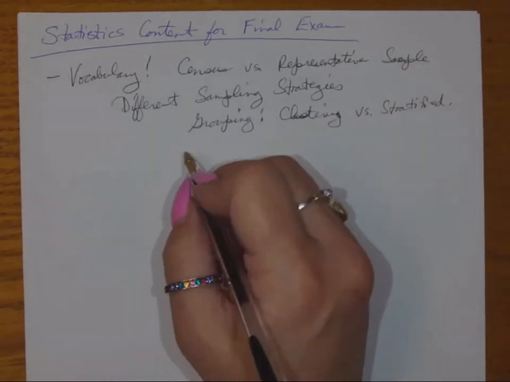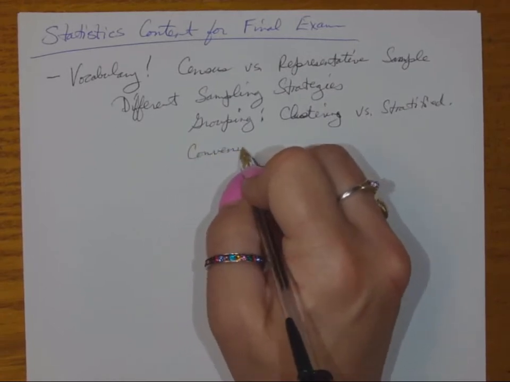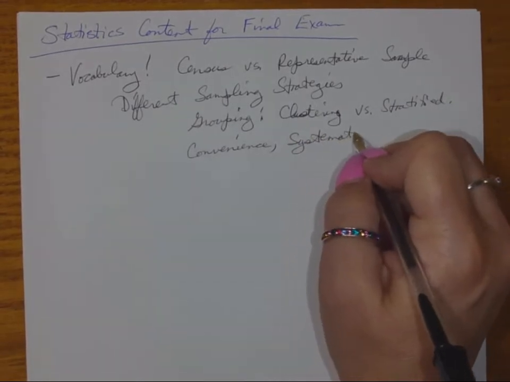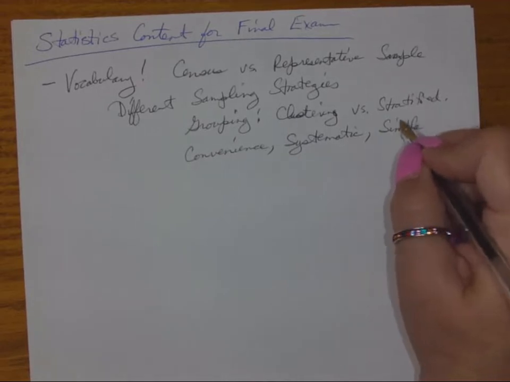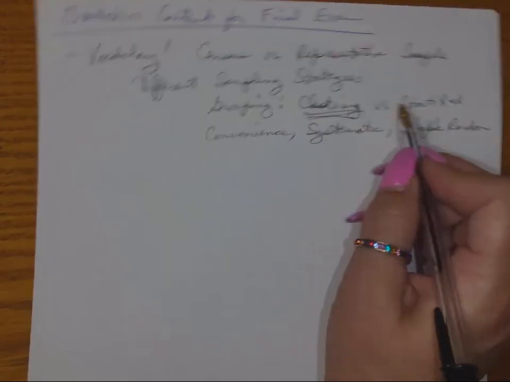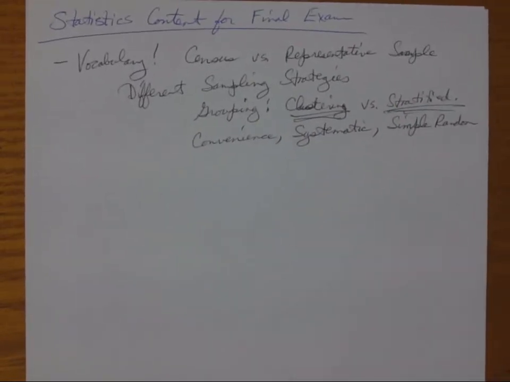Okay. There's also the other kinds. There's convenience. There's systematic. And then there's just simple random sampling, right? Simple random, or sometimes it's called random. Okay, so you need to know that clustering and stratified are the 2 that have to do with pre-arranged groups before I get there, like if I go to a hospital or I go to a polling center or something like that. And then you need to know the difference between clustering and stratified.